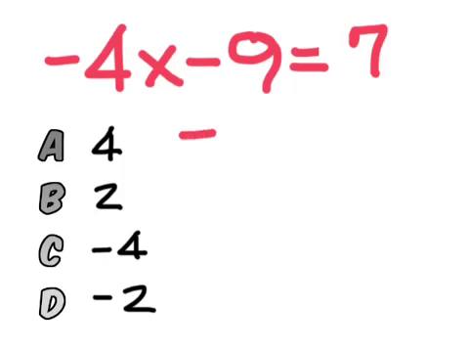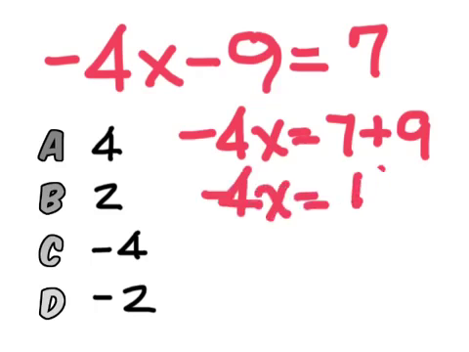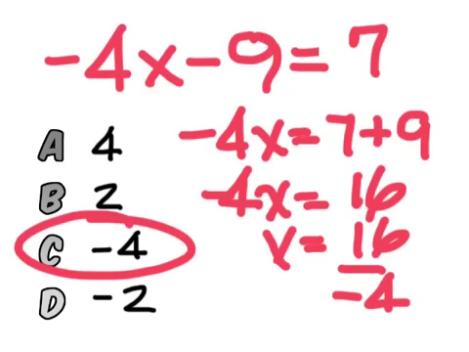Alright, for this one it should be a negative 4x equals 7 plus 9. That's going to give me a 16 on the right side. Divide the 16 by the negative 4 and get C, negative 4.